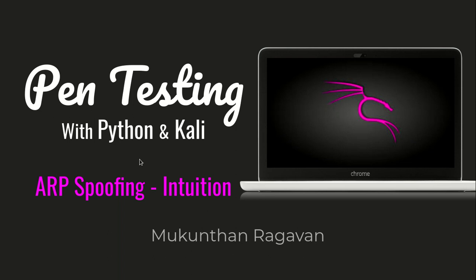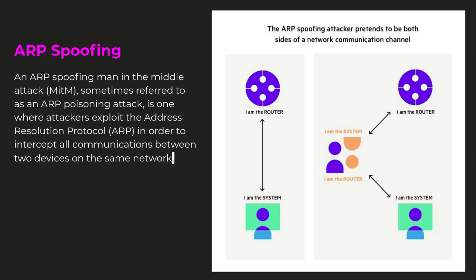Hello everyone, here we are going to see what is ARP spoofing and its intuition. What is ARP spoofing? ARP spoofing is a type of man-in-the-middle attack. That means that the communication happens normally between the router and the system. But whenever ARP spoofing is happening, the hacker will come between the router and the system.